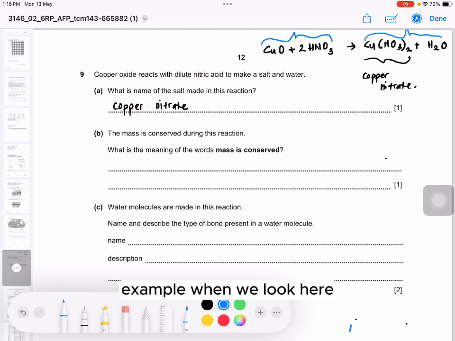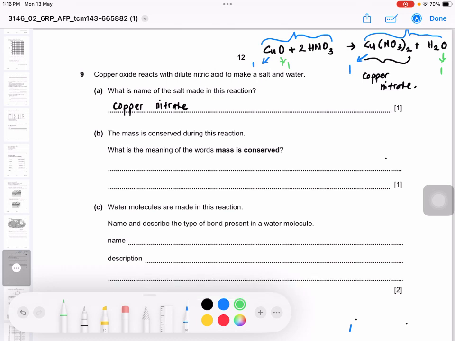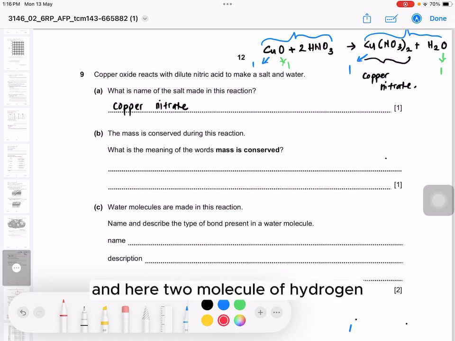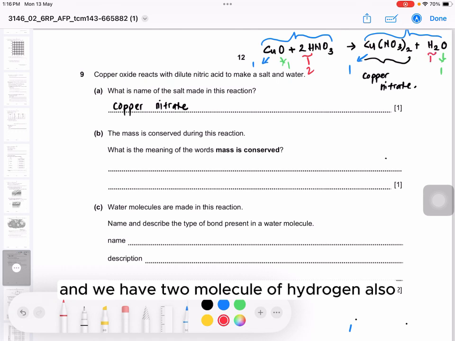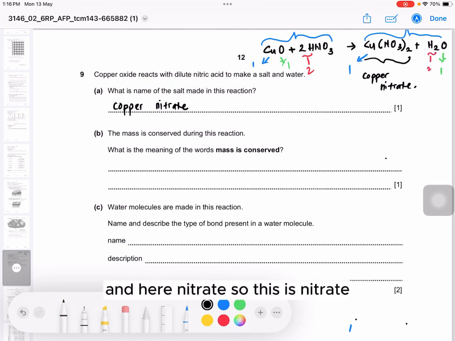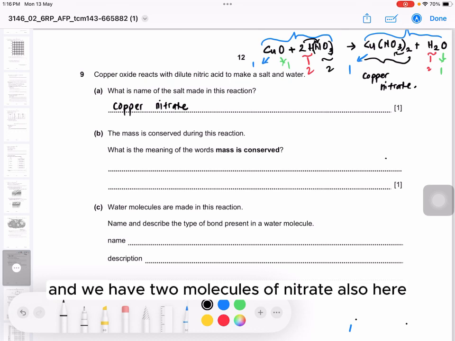Example, when we look here, we have one molecule of copper and we have one molecule of copper, one molecule of oxygen and we have one molecule of oxygen here, and here two molecules of hydrogen and we have two molecules of hydrogen also, and here nitrate. So this is nitrate, two molecules of nitrate and we have two molecules of nitrate also here.